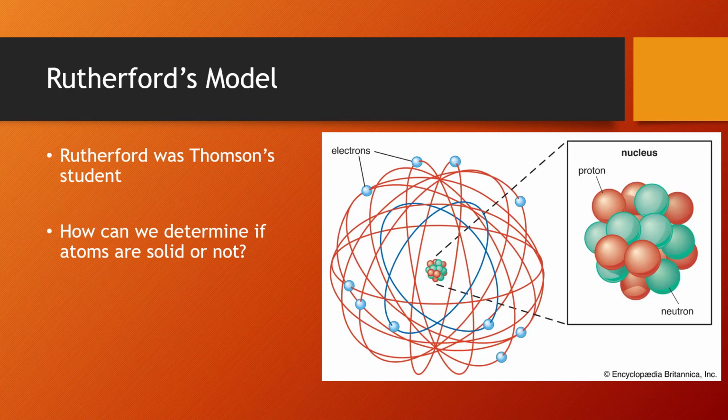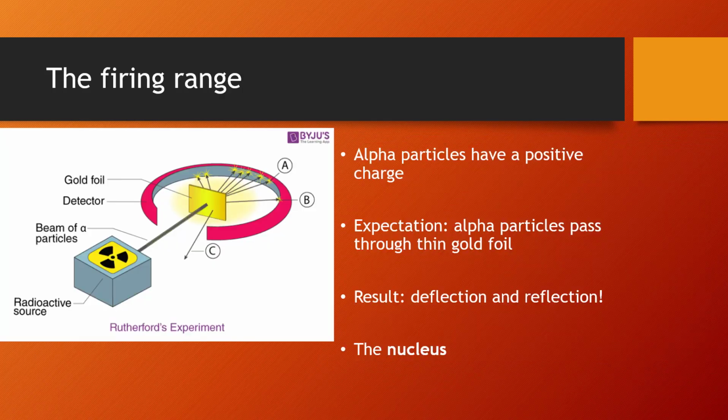Now, Rutherford was Thomson's student, and he wanted to know if this plum pudding model, where electrons were embedded in the atom and were kind of a solid thing, was true, or whether there was a space in the atom. He hypothesized that there would be space in an atom and that some things could pass through this space. He used alpha particles, which are something that is emitted during radioactive decay, and these have a positive charge. What he expected was that alpha particles would pass through a very thin gold foil, through the spaces between atoms and through the electron cloud, as he hypothesized.